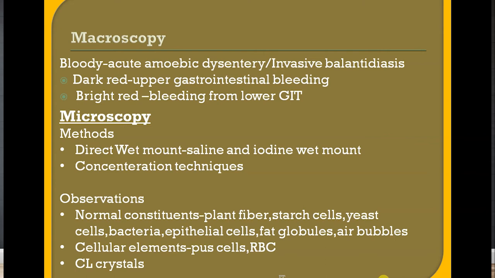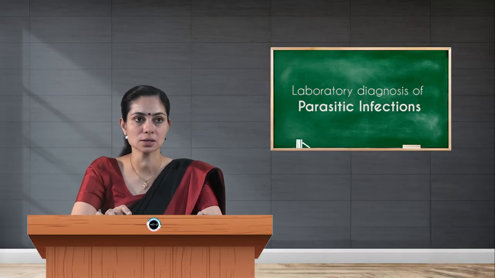Microscopically, what we do is we make the wet mount. The wet mount is made with a saline or iodine sample, so iodine wet mount and saline wet mount. Then, in case it is negative and the patients are still symptomatic, we go for the concentration technique. What you see: you find all the normal constituents along with the cellular elements and Charcot-Leyden crystals.